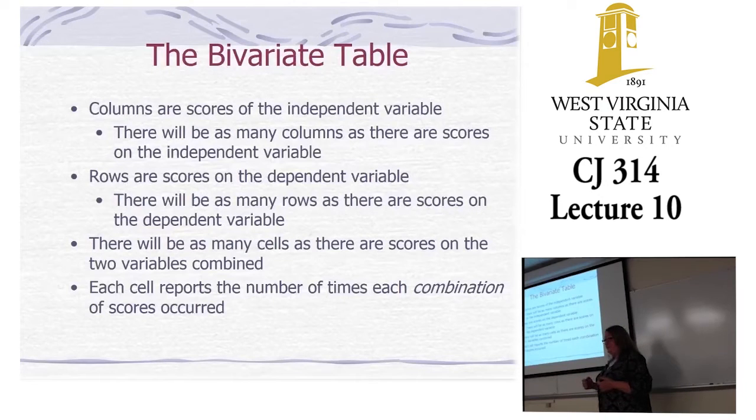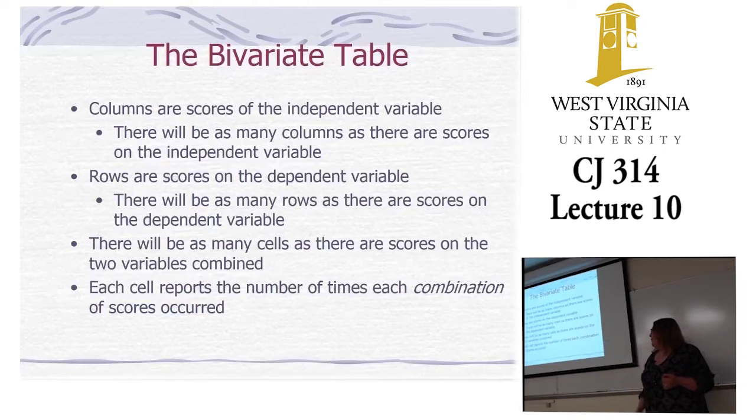Can they be even? Yes. 2 choices and 2 choices, 3 choices and 3 choices. Is that what you're asking? Yes, ma'am. Yes, they absolutely can be even. How many cells you have for a chi-square depends on how many choices you have in your independent variable, how many choices you have in your dependent variable.